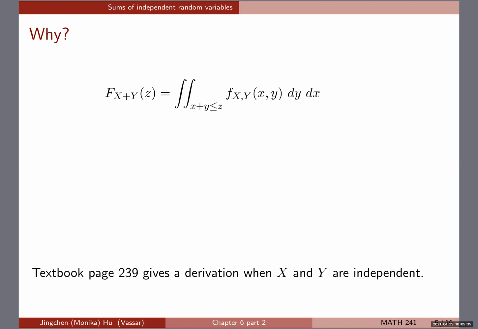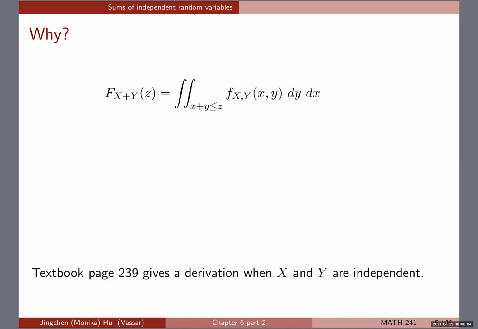Here, the derivation we're showing has no requirement of dependence or independence, just to give you a way to think about this type of problem. Just like when we are trying to figure out the PDF of a function of a random variable, where if the formula cannot be used, we can always go back to the definition of the CDF and then take the first order derivative to get the PDF. So this is what we're trying to do.